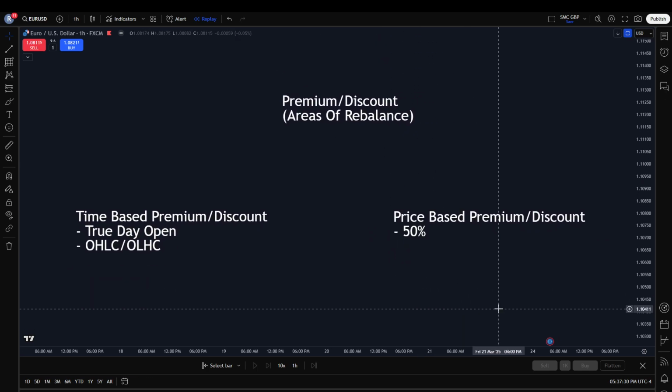Again, this trade was called out and taken on a TikTok live stream, so I always stream these trades. But I hope this is really beneficial for your trading.